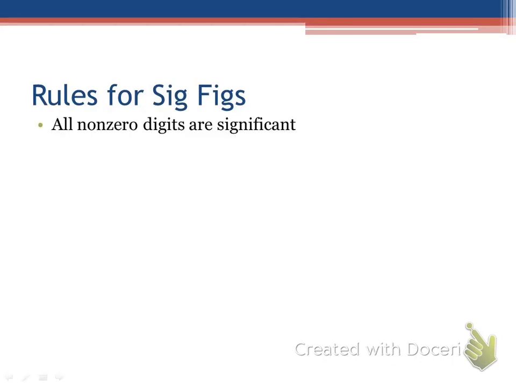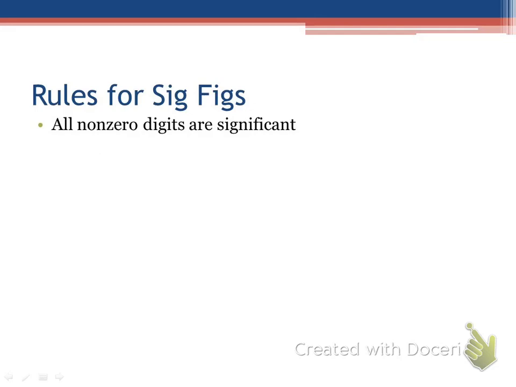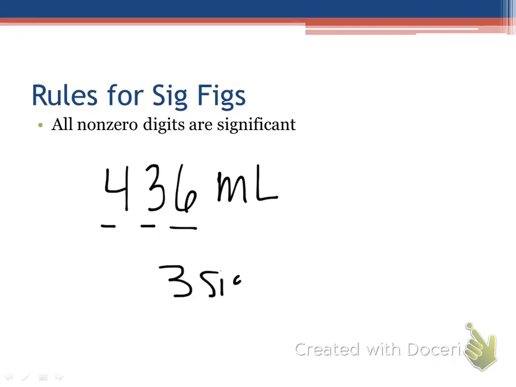First rule: all non-zero digits are significant. Any digit that is not a 0 is always considered significant. In this example, 436 milliliters, how many significant figures are in that measurement? 3, right? All non-zero digits. So this is 3 sig figs.